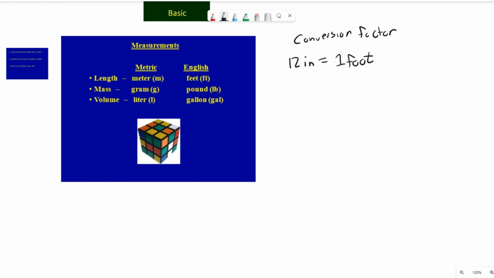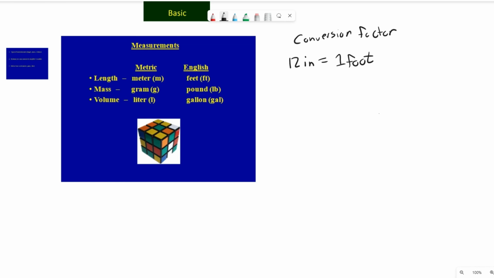Why is it 12 to 1? Why isn't it 8 to 1? Whereas conversion factors in the metric system are much more rational. They all use factors of 10. So it's a lot easier to remember how to go from a smaller metric unit to a larger metric unit.